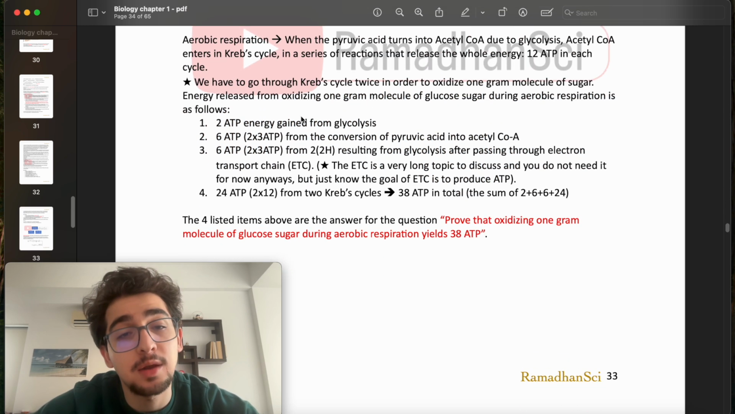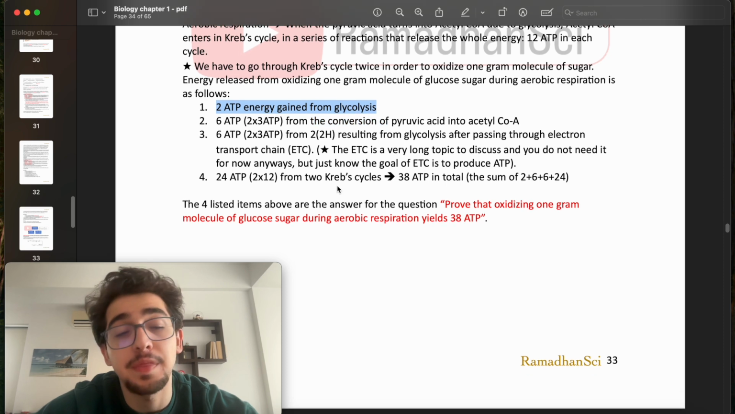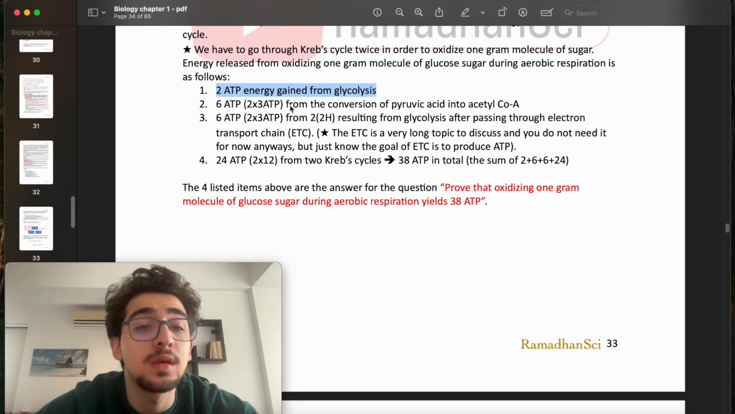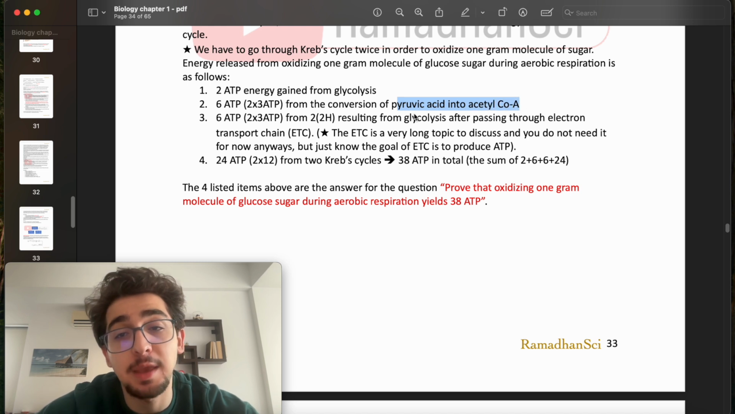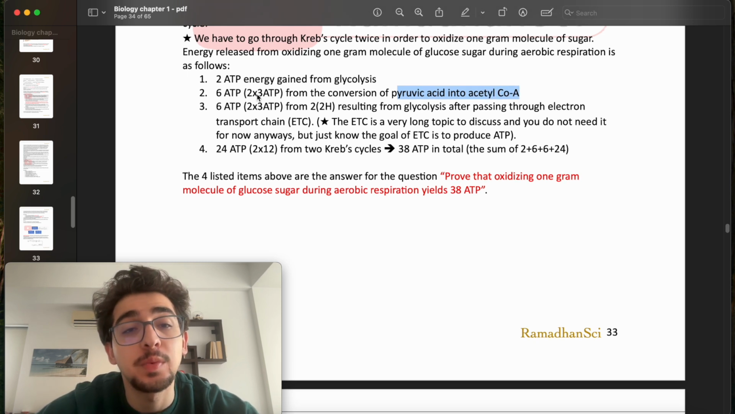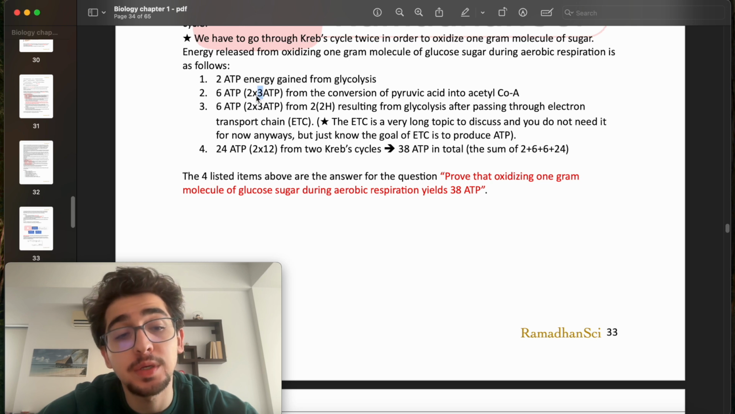We get 2 ATP energy gained from glycolysis. We said that the net is 2. And we get 3 ATP from the conversion of pyruvic acid into acetyl coenzyme A. We get 3 ATP, but we are going to multiply it by 2 because we are going through the Krebs cycle twice. That's why I'm going to multiply it by 2. So the net will be 6.